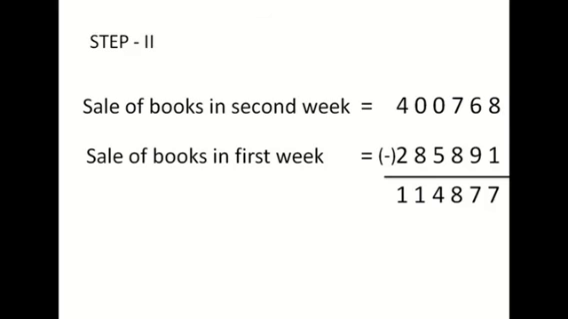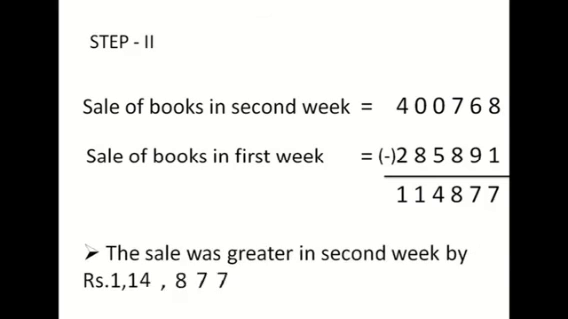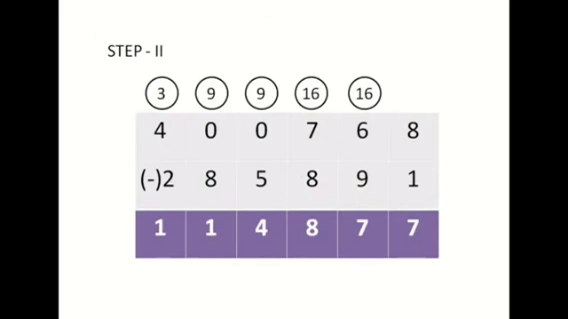You can write the answer for the second question. So the sale was greater in the second week by how much is it? 1,14,877. So the subtraction you can check in the table I have done. Have you seen this table? If you have any doubt, you can use this table. You can check the subtraction from here. I hope the sum is very much clear to you. You have understood.